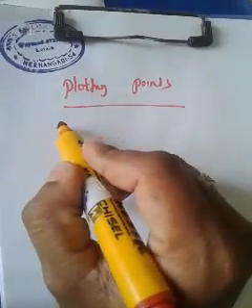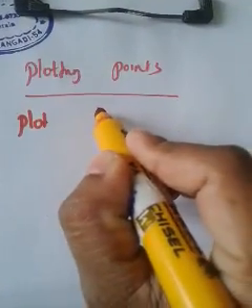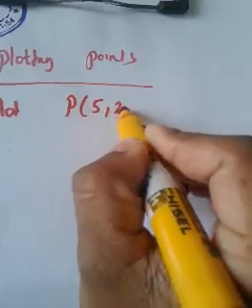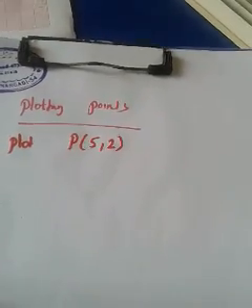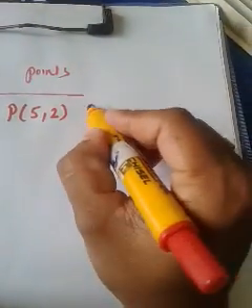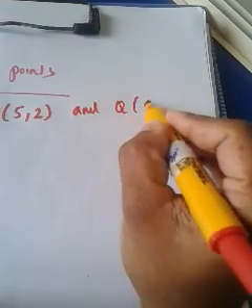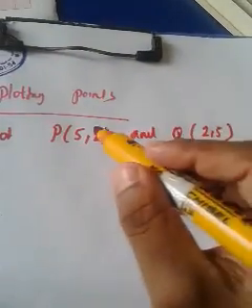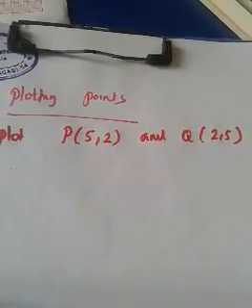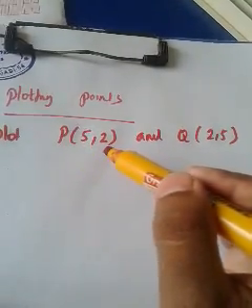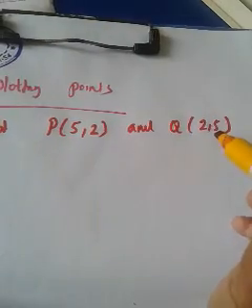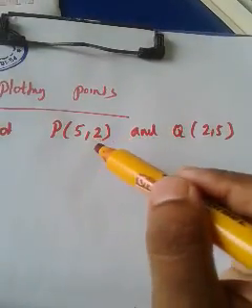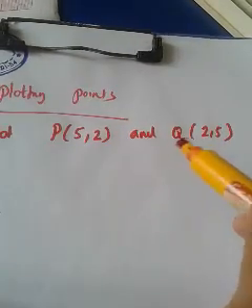Suppose the question is: plot the points P(5,2) and Q(2,5). At first look, you may think that the point P(5,2) and Q(2,5) both are the same, no? Here it is 5,2, here it is 2,5, both are the same numbers, no? So you may think that both points are equal to each other, but no.